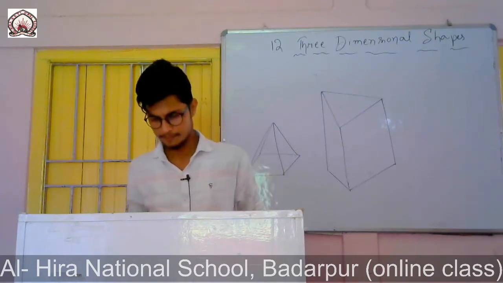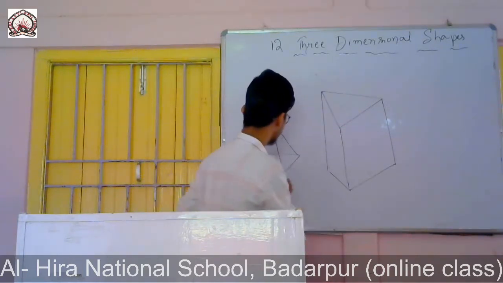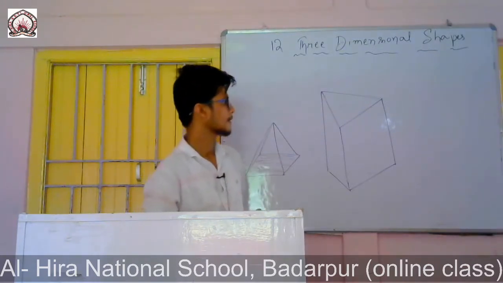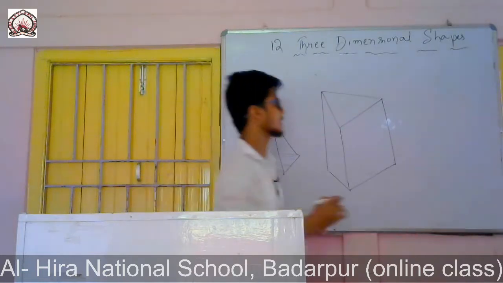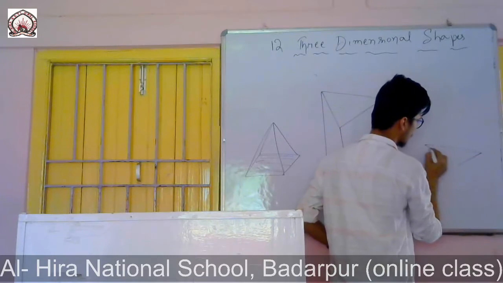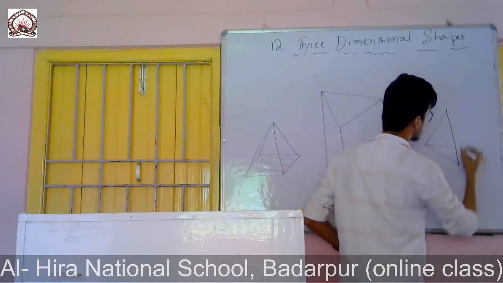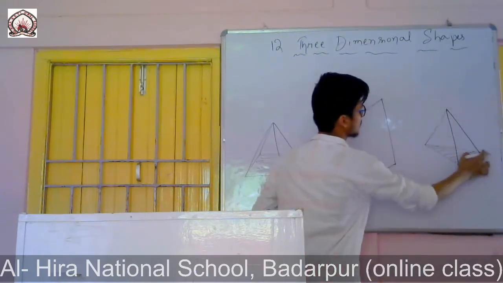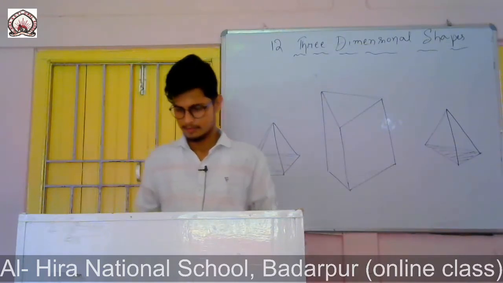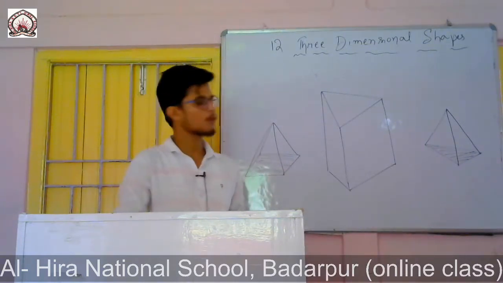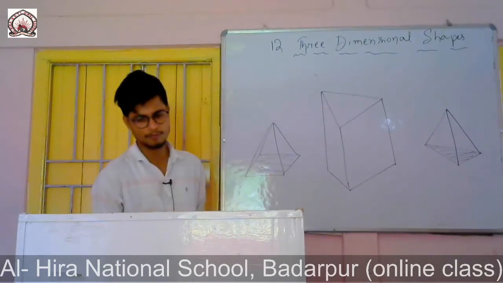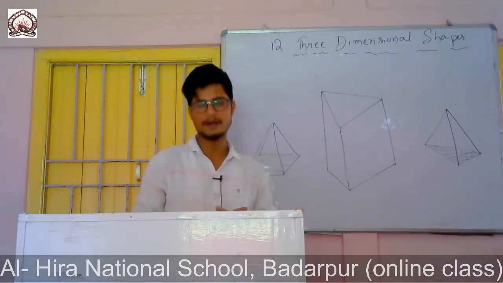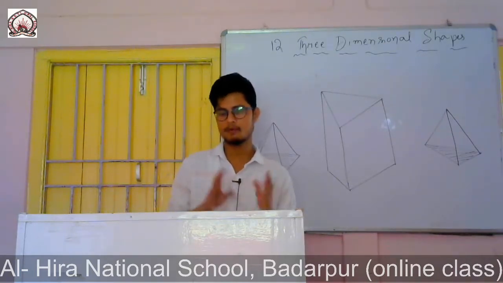Then the triangular pyramid. Just like this, but in the case of the square pyramid it was a square, with 4 sides. In the case of the triangular pyramid, you will find a triangle is there, above which a pyramid is like this. So it is a triangle, it has 3 sides. So a triangular pyramid has 4 faces, 4 corners and 6 edges.